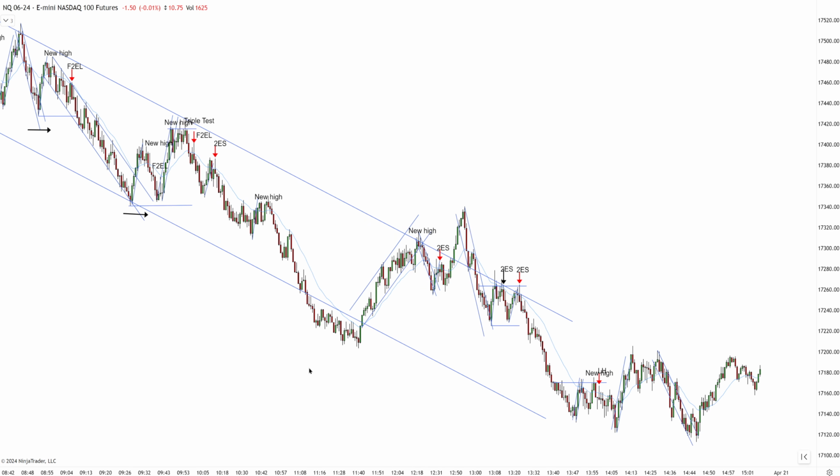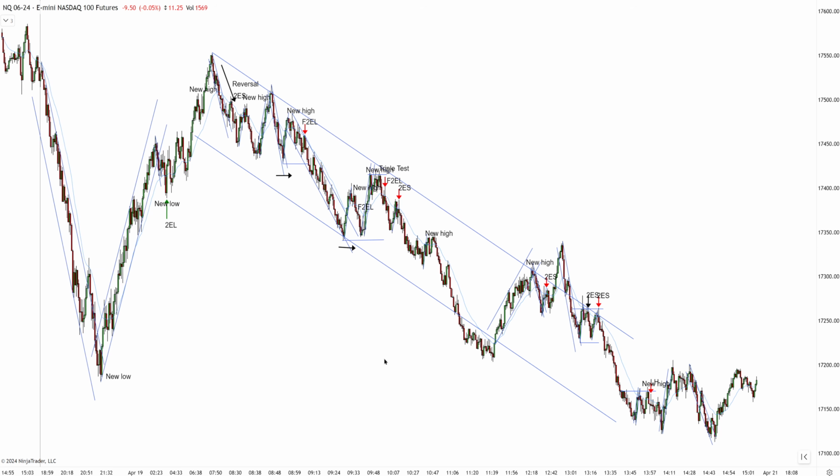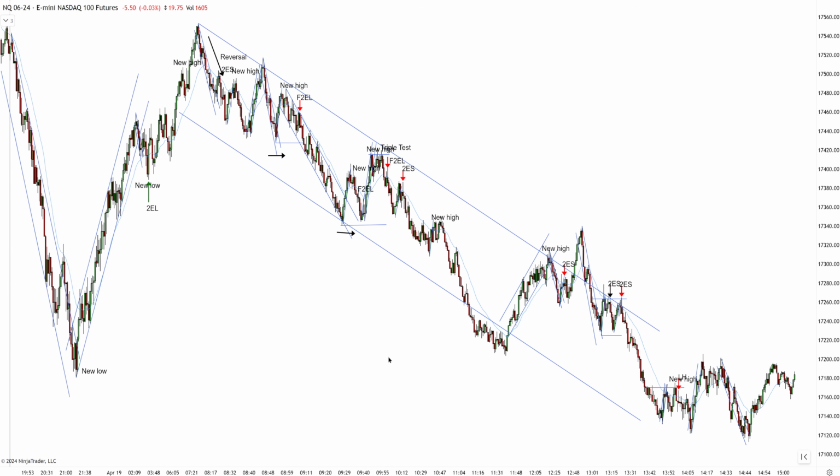The ES was very uneventful today, and since I know a lot of you are trading the NQ as well, I decided to also make sure we talk about the NASDAQ a little bit in detail. But I'm going to wrap it up.